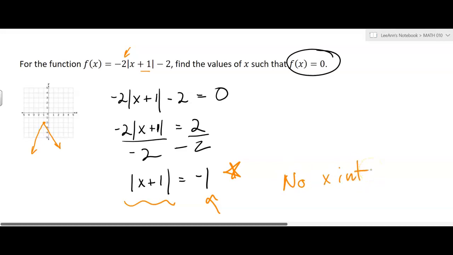Okay? There's no solution. Which, for our function, means there are no x-intercepts. Okay? And you can see that from the graph. It's not going to cross the x-axis. Okay. Well, there we go.